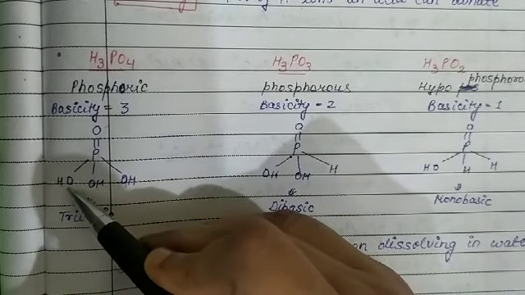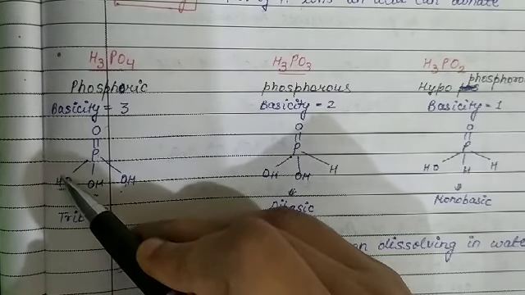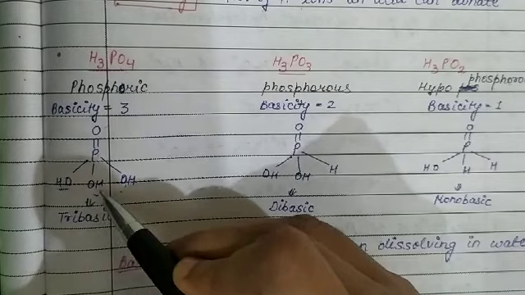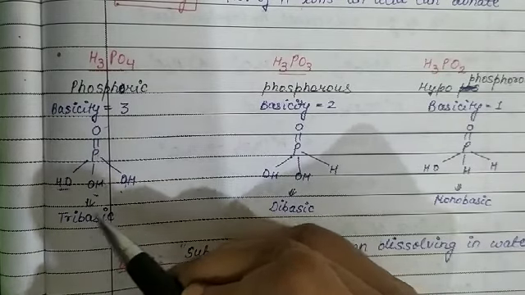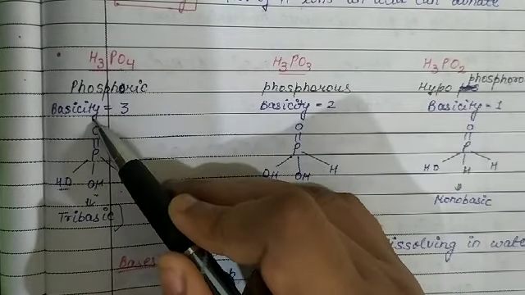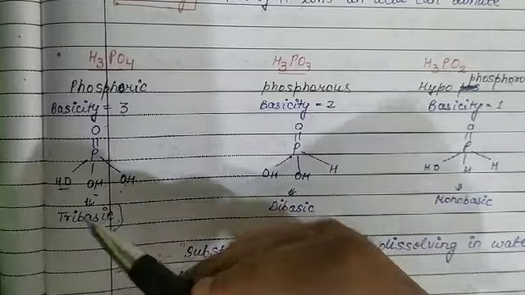As we can see, there are 3 OH groups, so the number of H plus furnished will be 1, 2, 3. The number of OH groups gives the count for basicity. Since 3 OH are there, the basicity of this compound is 3. Hence this acid is tribasic.